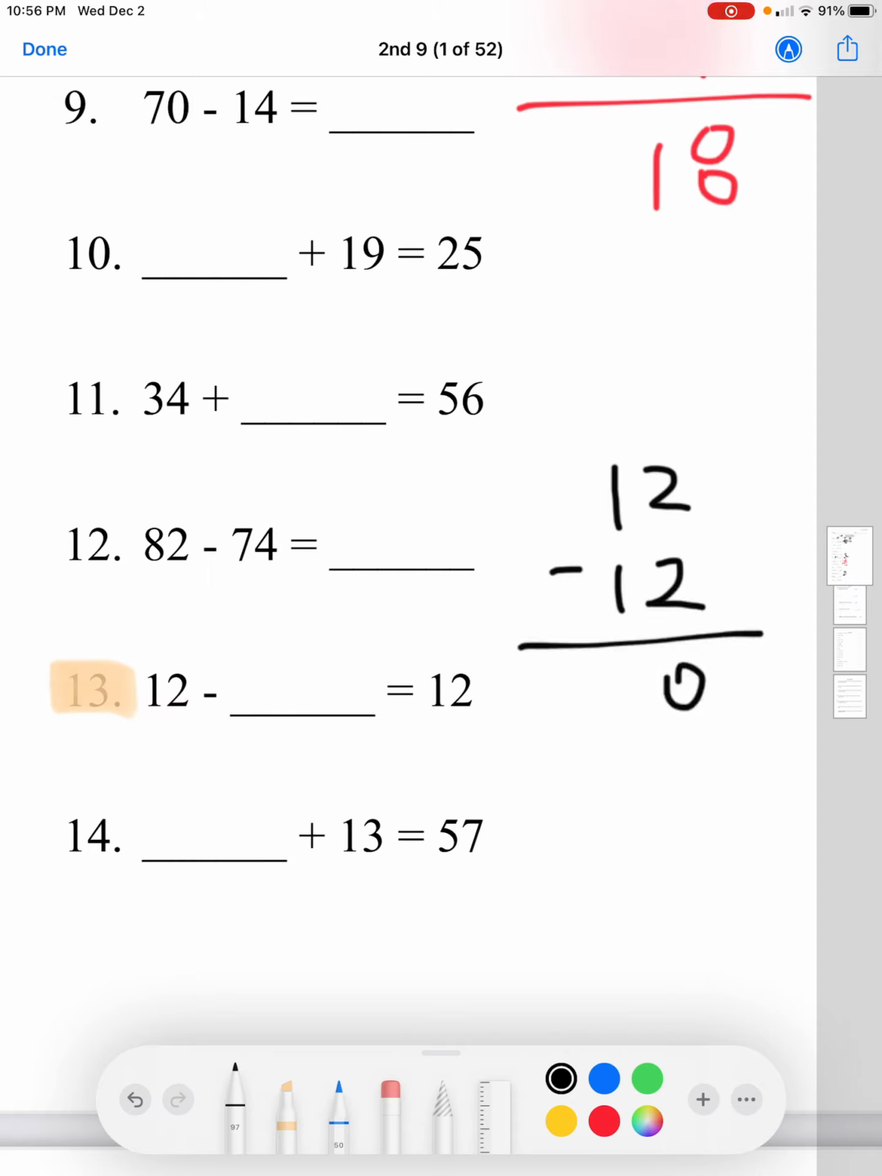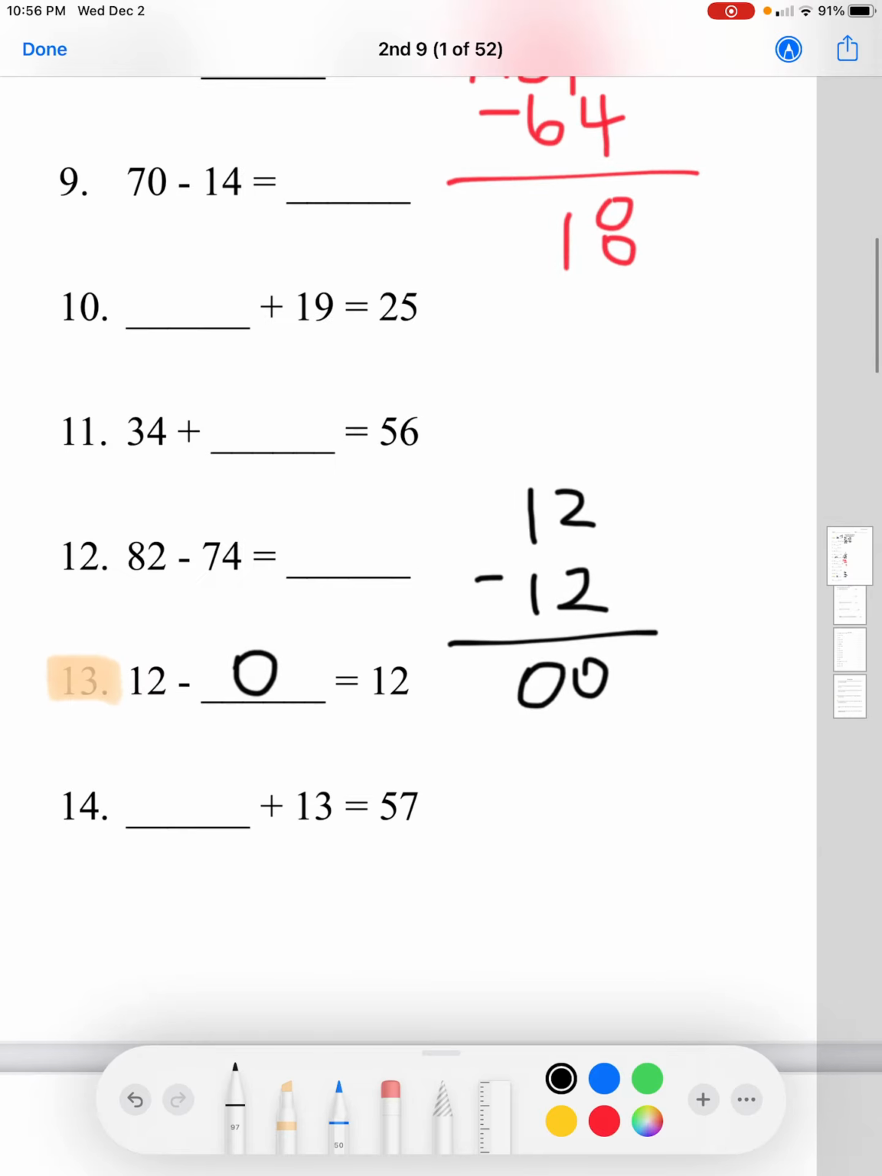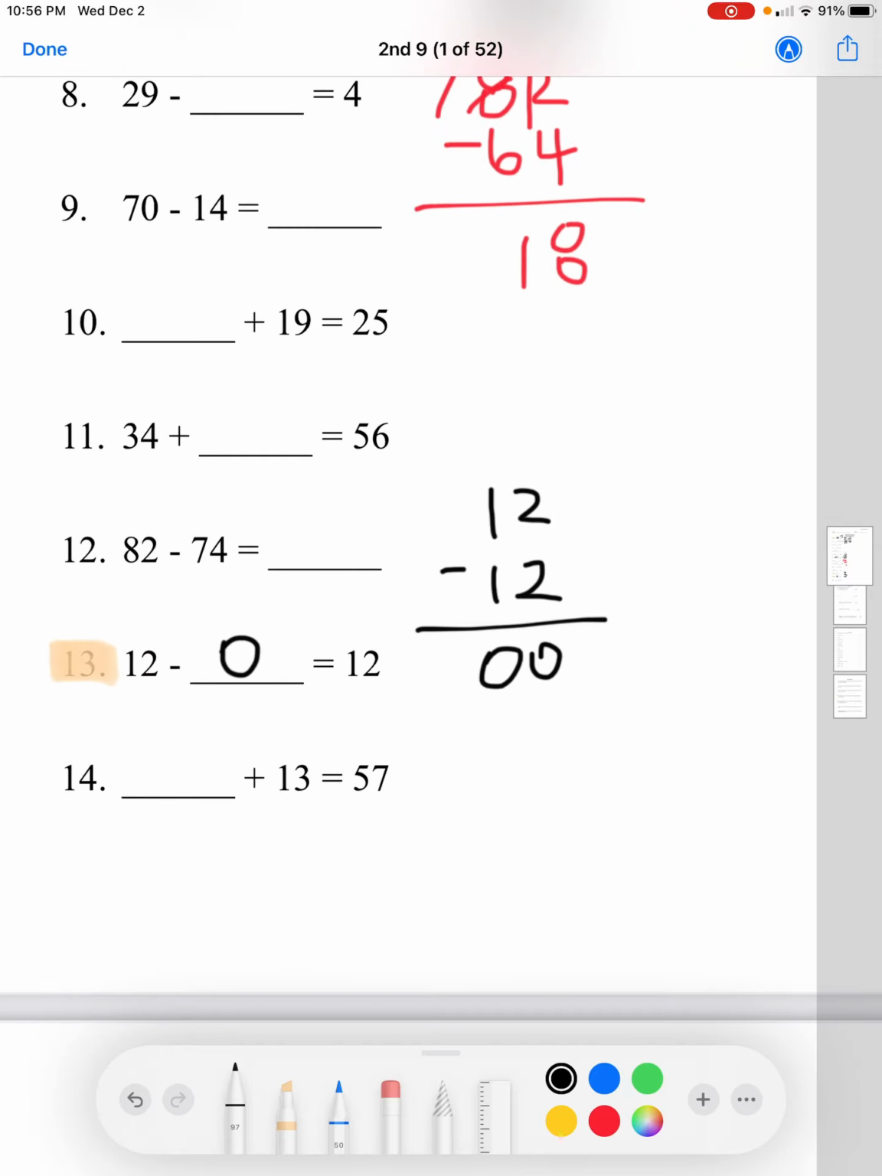So 2 minus 2 equals 0. 1 minus 1 equals 0. So 0 things were taken away from the 12 things, which is why we're still left with the same number, 12. So let's go back and subtract 12 minus 0 equals 12 and see if it equals 12. So we have 2 minus 0 equals 2. We're going to bring down the 1. So this is correct. 0 is the correct answer.